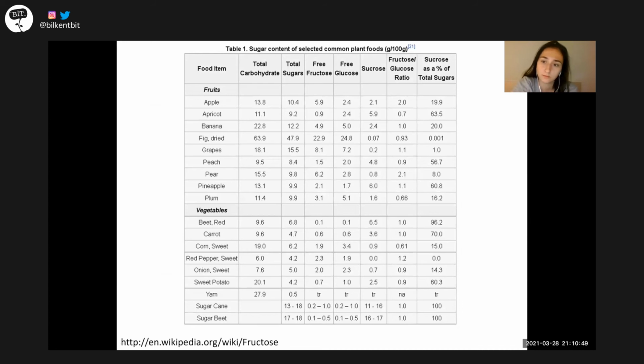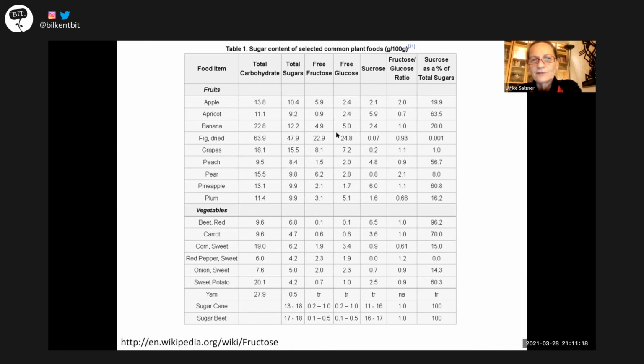I will give you a little bit more about it. So here you have a list just for where these occur mainly. We have here total carbohydrate content of some fruits and vegetables, how much total sugar it is, how much is free fructose, how much is free glucose, how much is sucrose, which is the disaccharide. And then you can see here the percent of sucrose of the total sugar and the glucose fructose ratio.